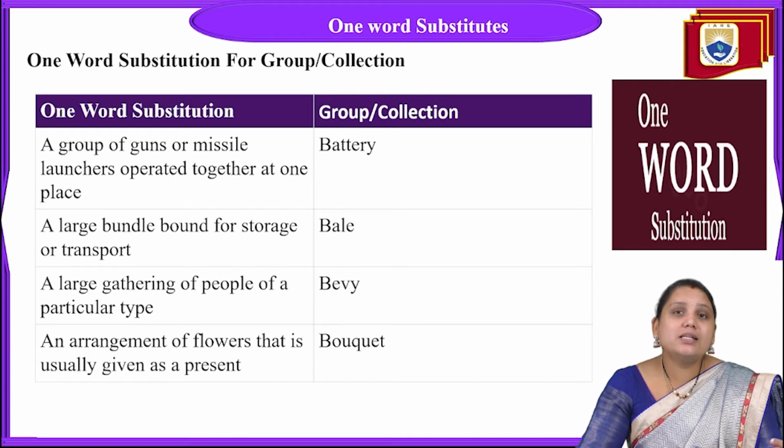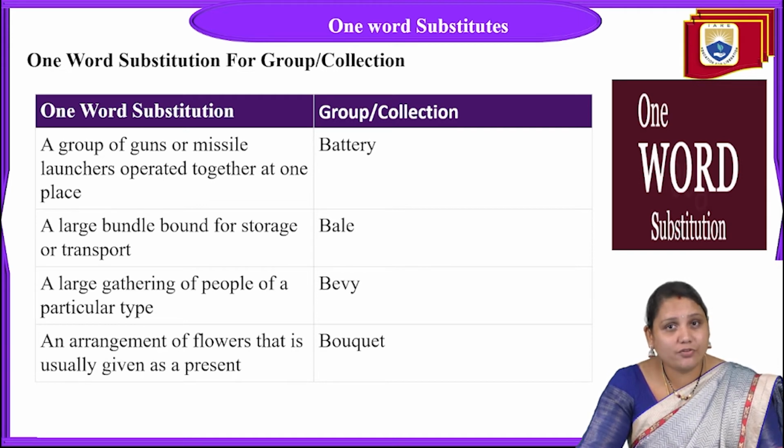Next, one word substitution for group or collection. What are those one word substitutions which we are going for groups or collections? Now, one word substitution for battery. Battery. We usually listen to this word. What does that mean? A group of guns or missile launchers operated together at one place.